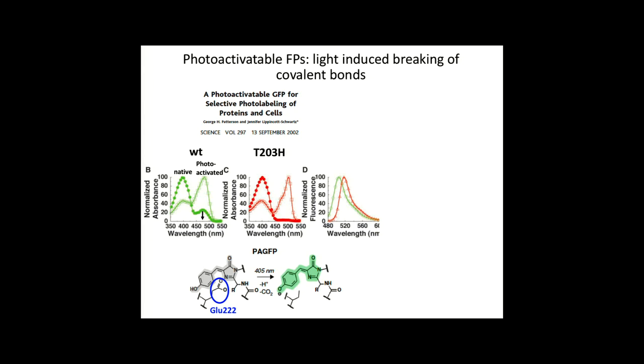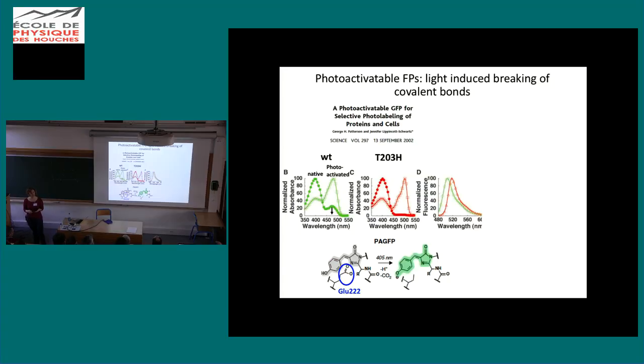So the first example that was identified is that of the photoactivatable GFP, which we've seen used in many things like PALM and other kinds of microscopies. This was discovered by George Patterson and Jennifer Lippincott-Schwartz in 2002. And this is an example of light-induced breaking of a covalent bond.